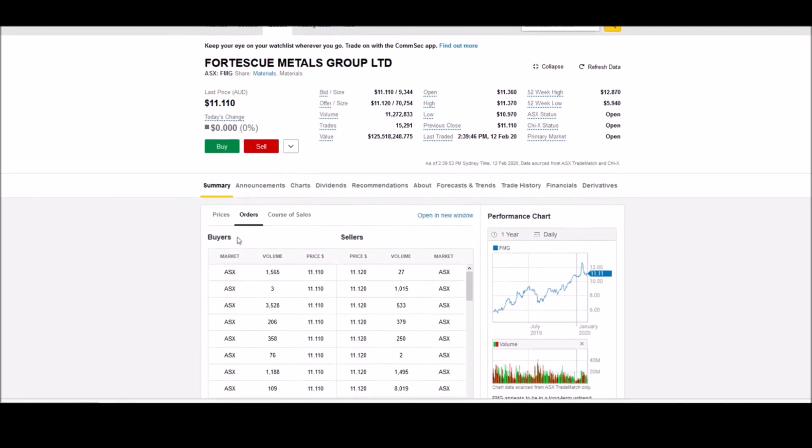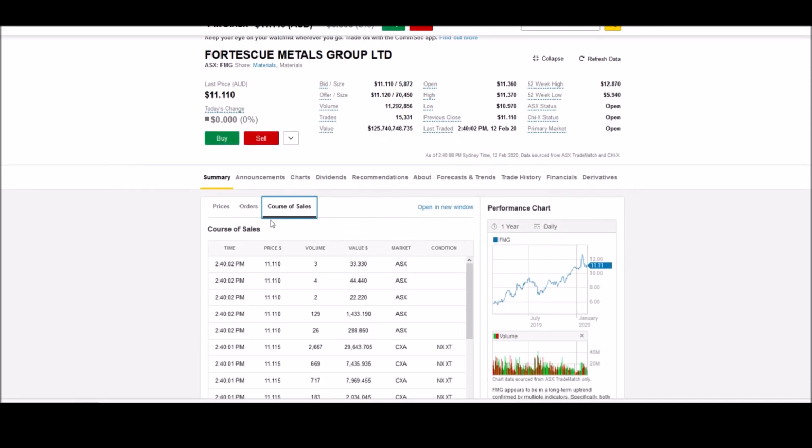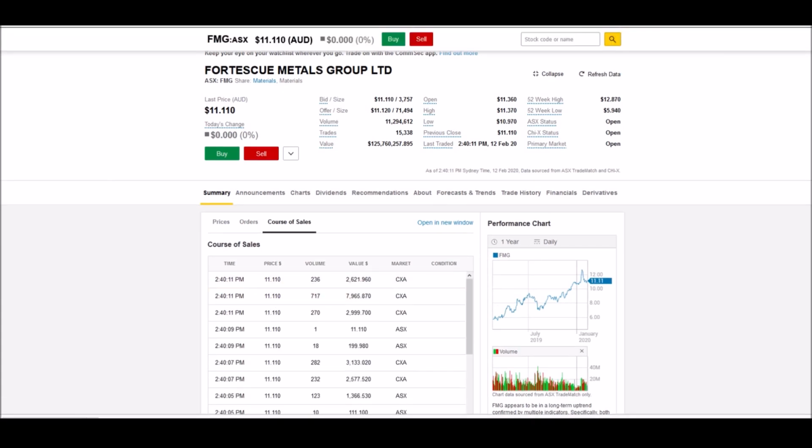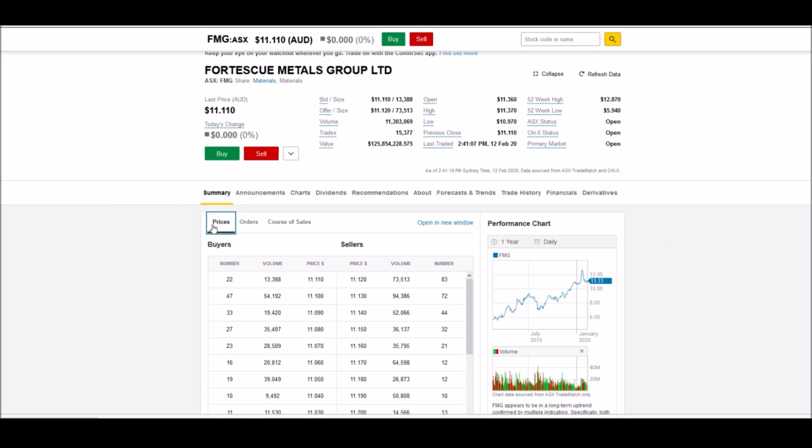And then we have course of sales. Course of sales is exactly as it sounds. What people have purchased and when. Let's say we want to buy FMG or Fortescue Metals. What you need to understand is the concept of the order book. Now, the price might be $11.11 right now, but that's not the price that we can get it at if we wanted the shares immediately.